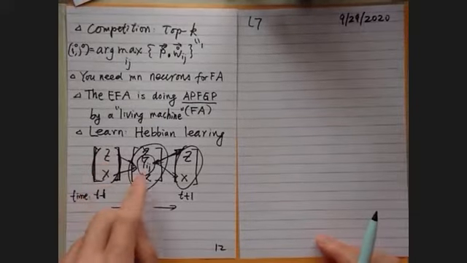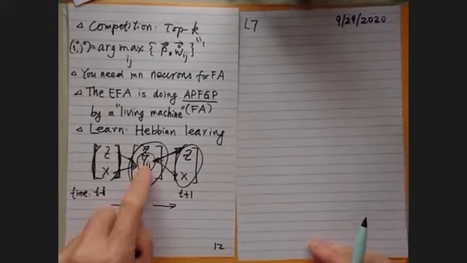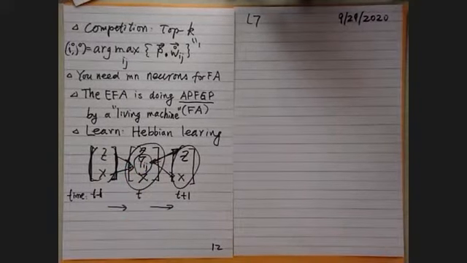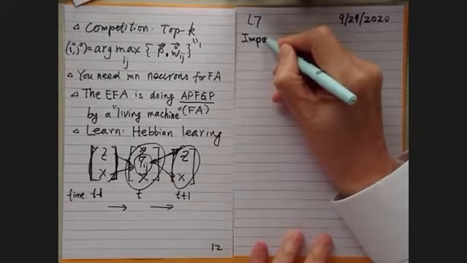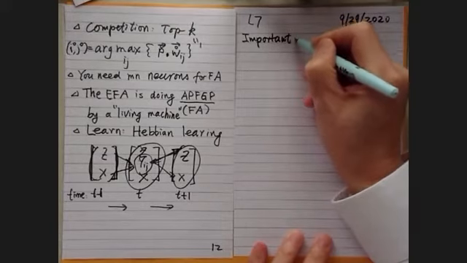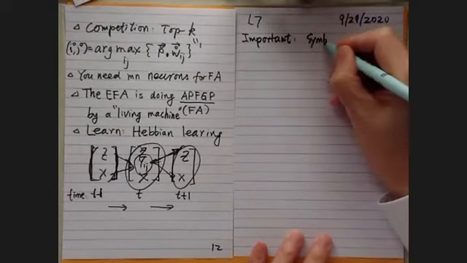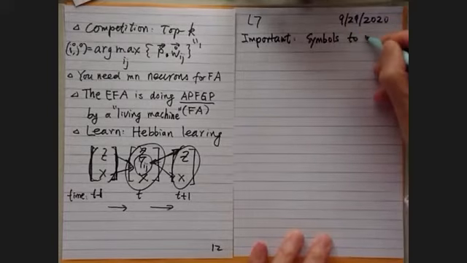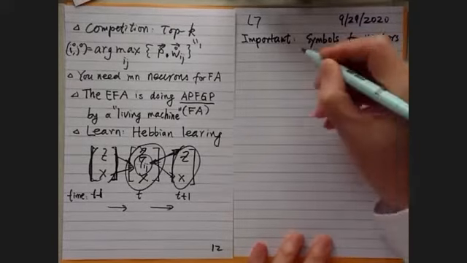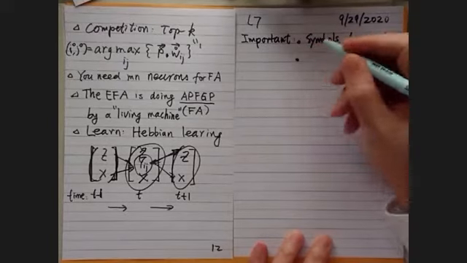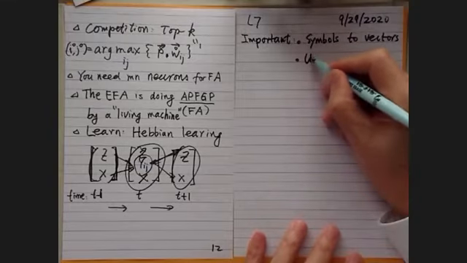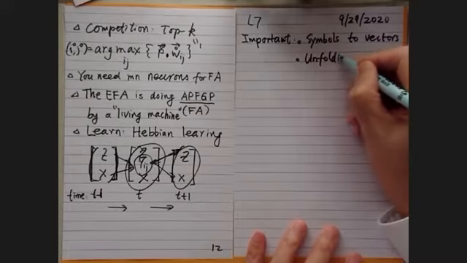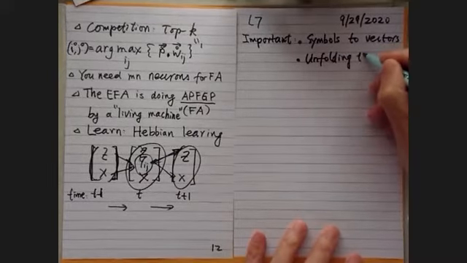Once you have vectors, then we start having the neuron in the brain. And the neuron in the brain does not do symbols directly. The neuron in the brain has vectors. I will continue with that. So what is important conceptually is, first, symbol to vectors. Second, and in order to understand it, I say unfolding time.